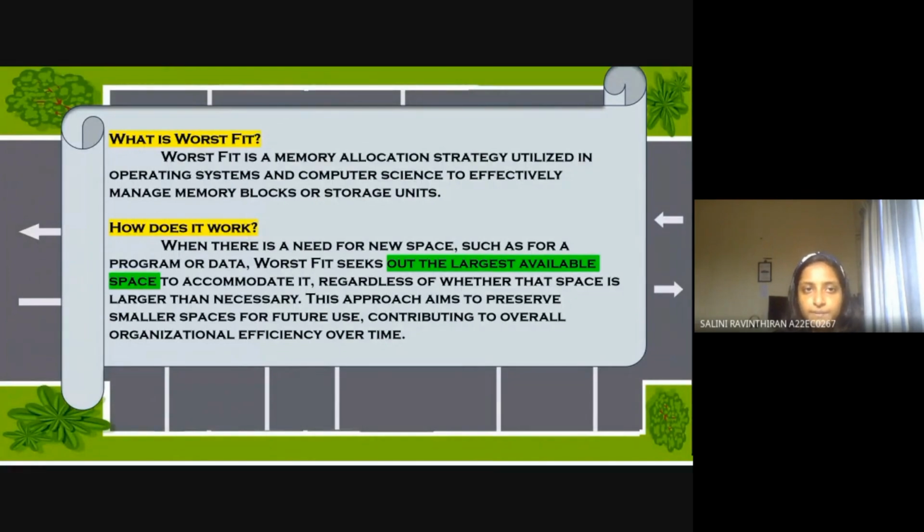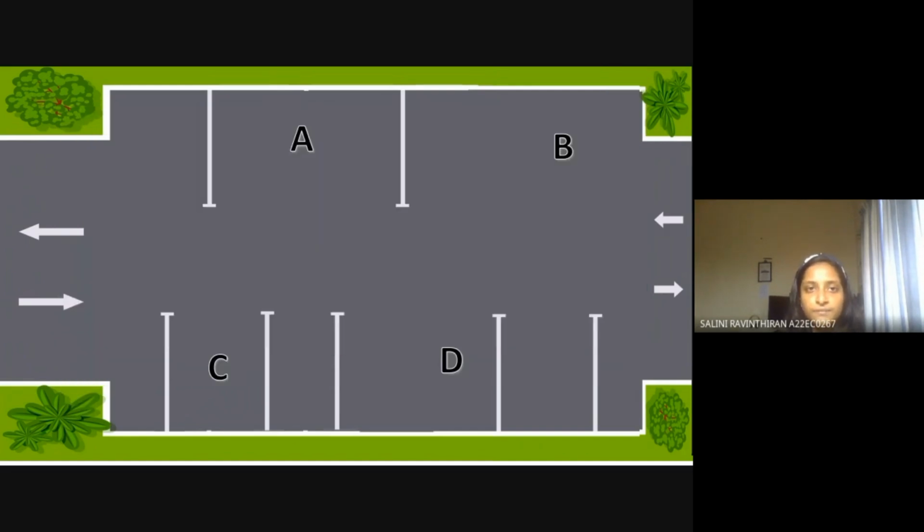So now I'll be presenting worst fit. Worst fit is a memory allocation strategy. It uses the largest available space to coordinate the process of the program. So let's look at the animation to understand it further. First we have four places: A, B, C and D. The largest space is B, the second largest space is A, the third largest space is D, and the smallest space is C.